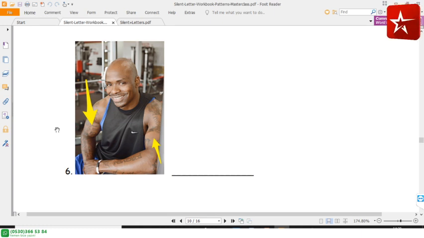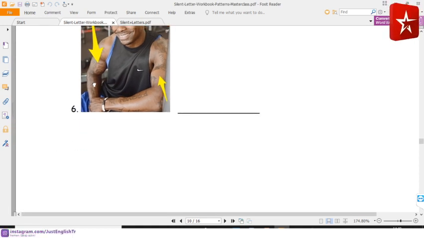Umut and Emre wrote the correct word, muscle. Yes, S and C combination, like S, muscle. Muscle, yes, muscle. Zafer, it's correct. Thank you for your fantastic answer. Yes, muscle, great.